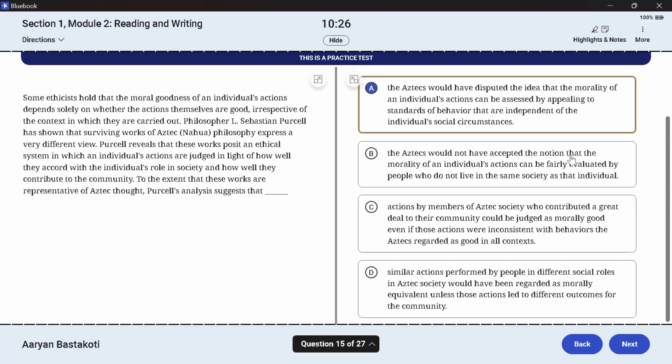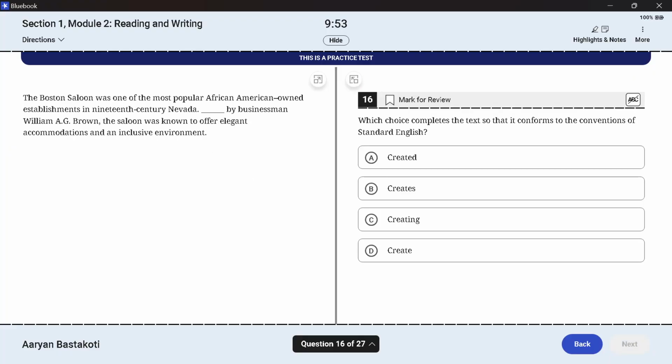The Aztecs would not have accepted the notion that the morality of an individual's action can be fairly evaluated. It does not talk about different societies. Actions by members of Aztec society who contributed a great deal to their community could be judged as morally good, even if those actions were inconsistent. Not really. Similar actions performed by people in different social roles would have been regarded as morally equivalent unless those actions led to different outcomes for the community. Not really. It only compares the action with the circumstance. So this seems like the right answer.